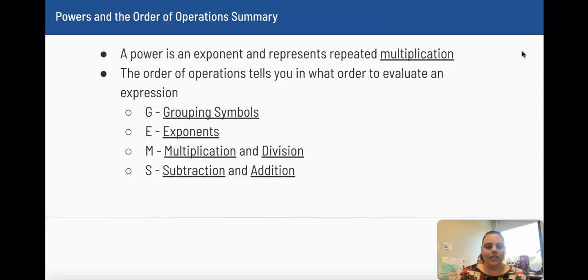The last thing to fill in is the underlined portions for your summary. To remember that a power is an exponent and represents repeated multiplication. And the order of operations tells you what order to evaluate an expression. So we do grouping symbols, then exponents, then multiplication and division, and finally subtraction and addition.